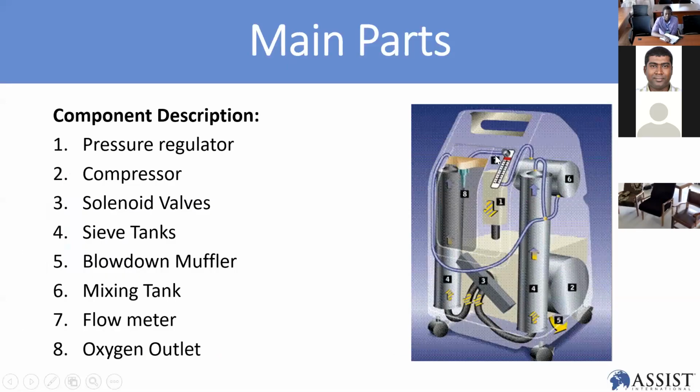The parts of the oxygen concentrator are the pressure regulator, compressor, solenoid valve, serviette tank, blow down muffler, mixing tank, flow meter, and oxygen outlet. When you talk about low pressure, it is normally near the mixing tank, and high pressure is normally near the solenoid valve at the bottom.